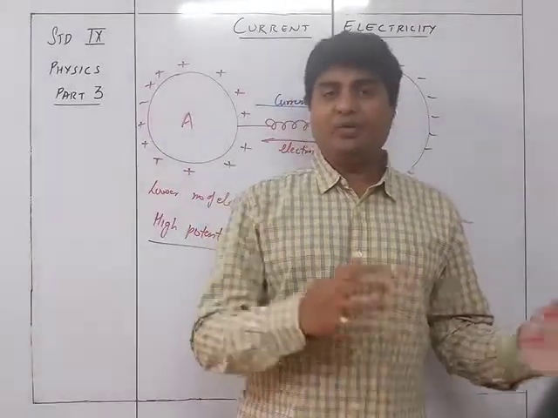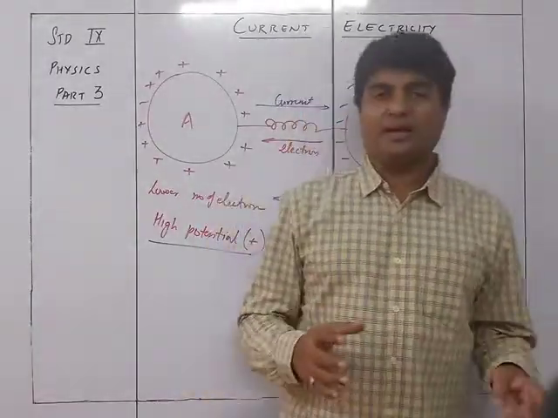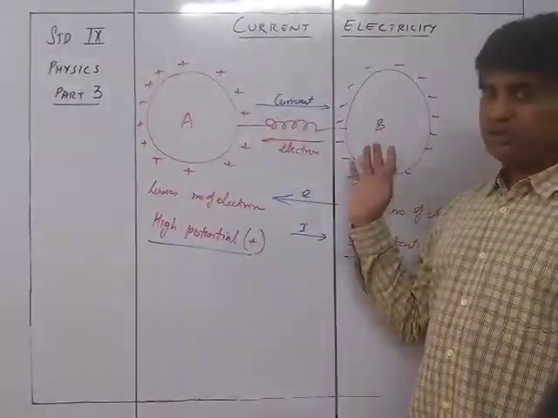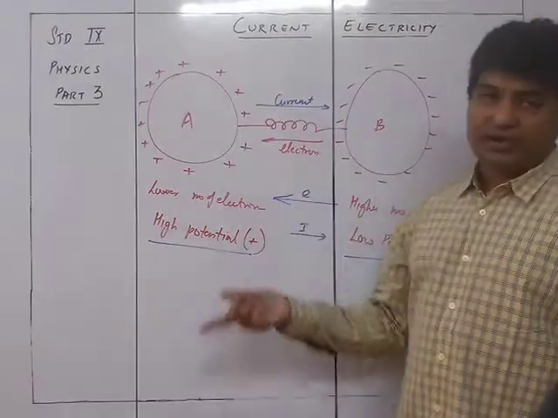So वो higher level to lower level. तो इसलिए वो maintain करने के लिए we consider the current to be flowing from higher potential to lower potential, which is opposite to the flow of electrons.